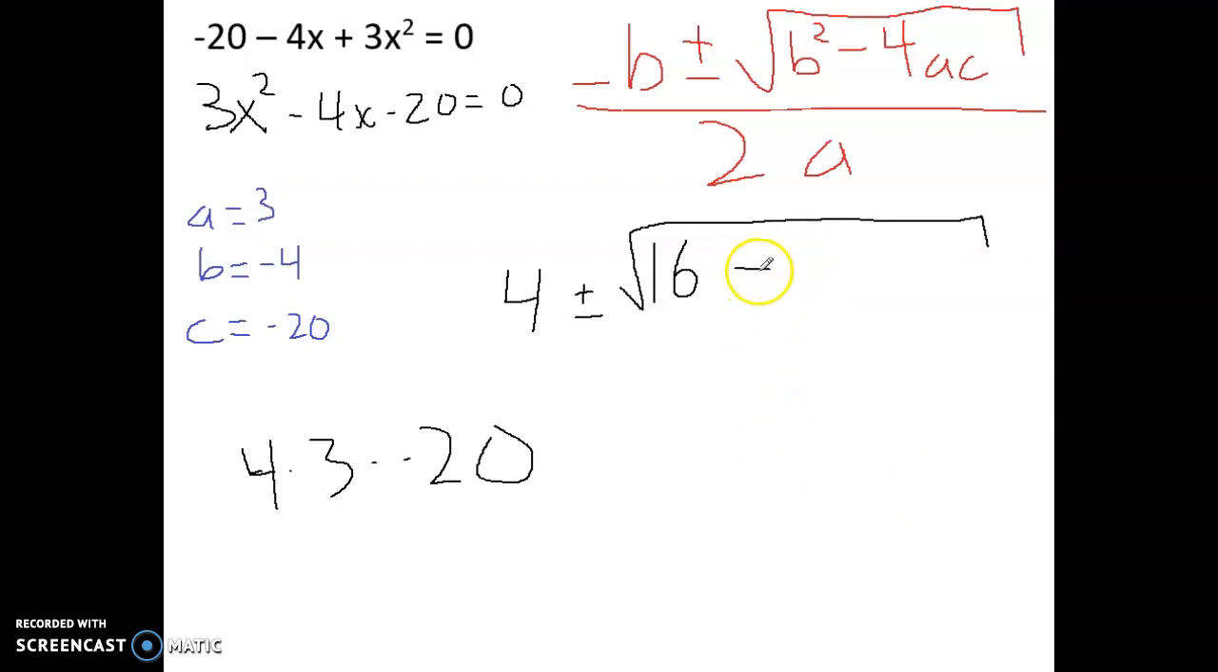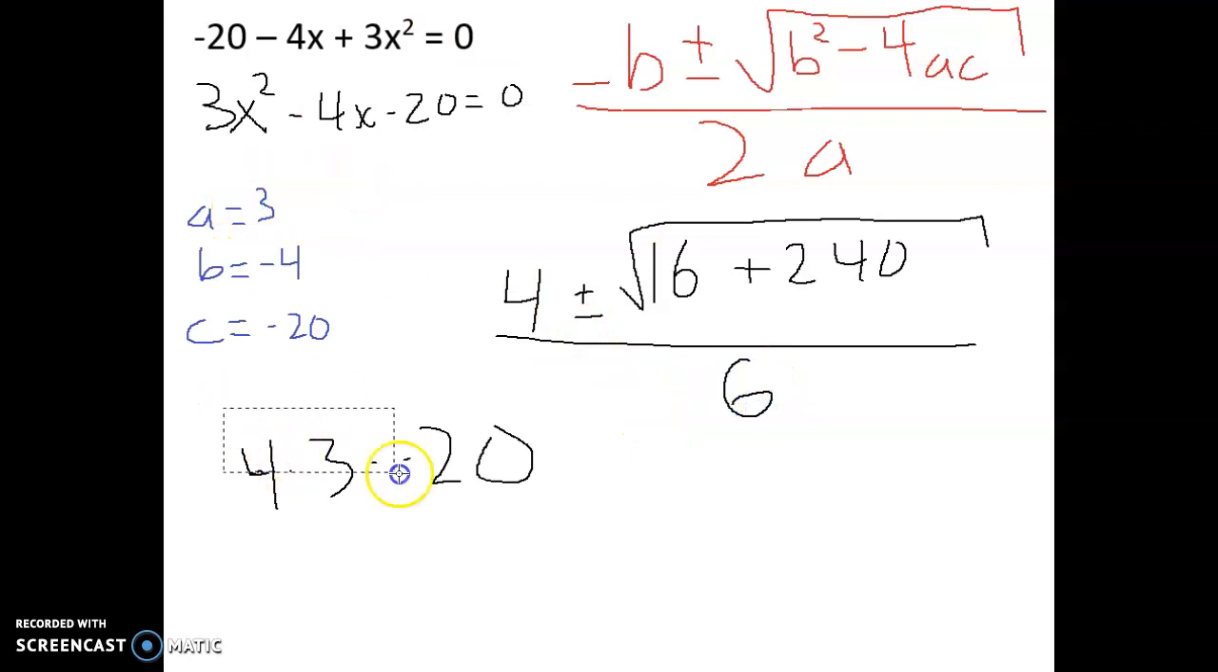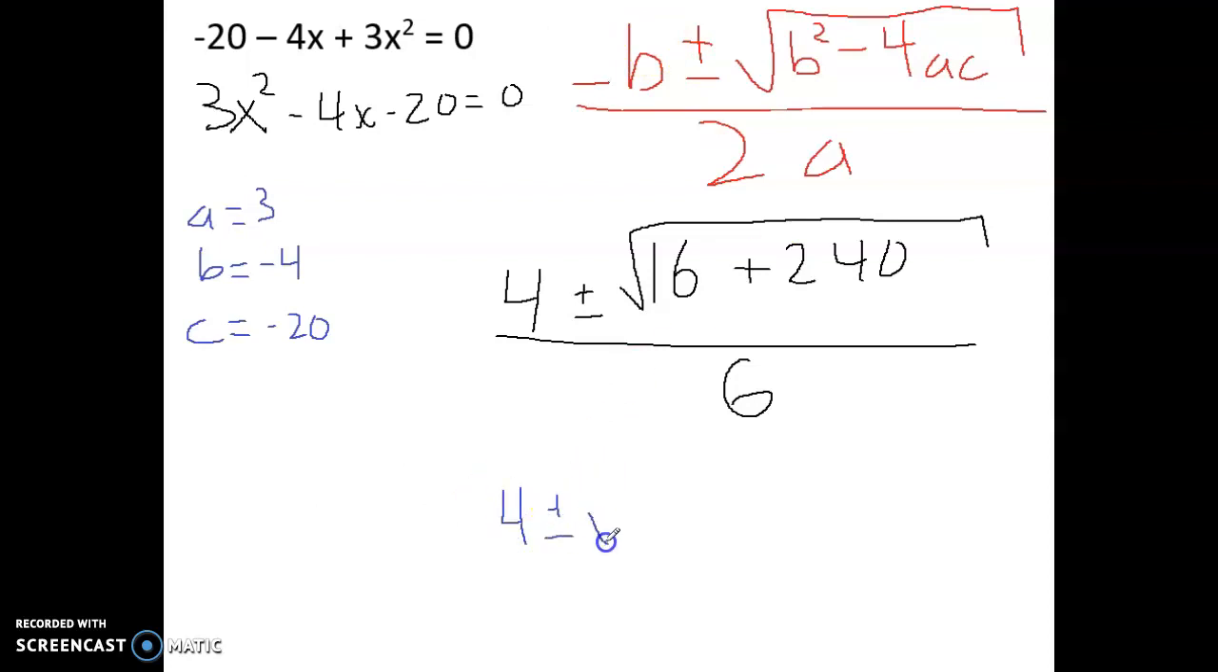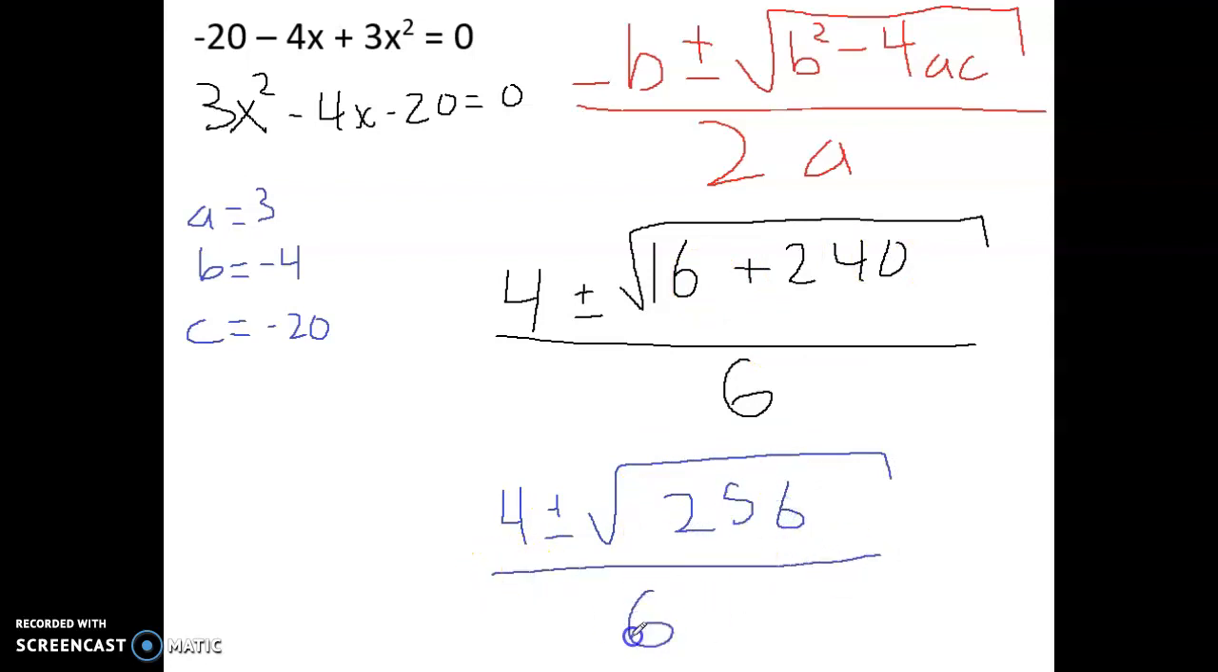So I'm subtracting negative 240. The easier way to write that is just plus 240. Minus a negative gives you a plus. And then 2 times a would be 2 times 3, so I'm going to get a 6 on the bottom. Now what you want to do next is reduce inside the square root. So 4 plus or minus the square root of 16 plus 240, which is 256, over 6.